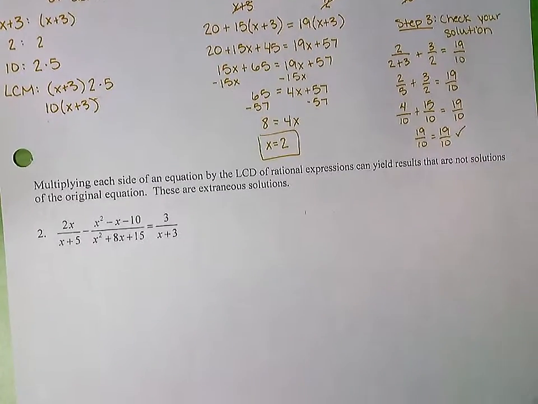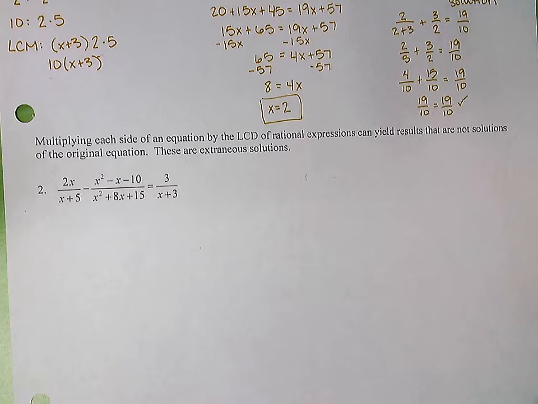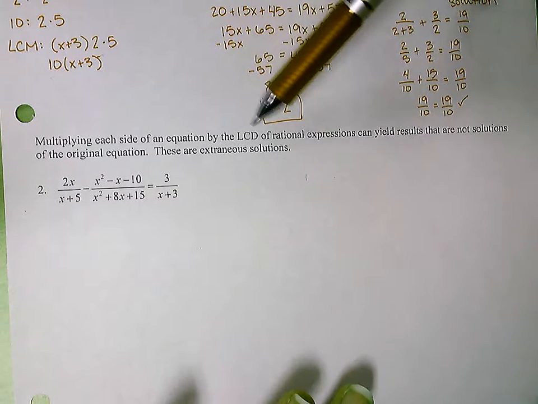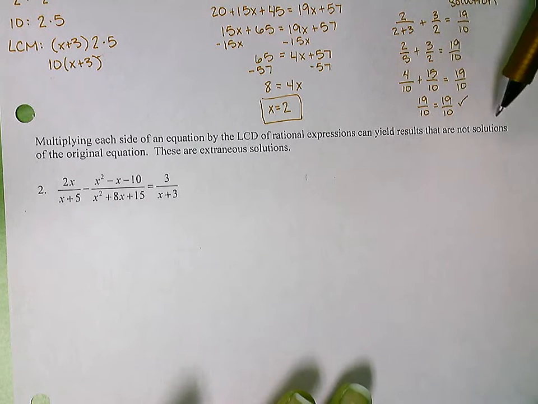Alright, so the next one I have here has polynomials. Okay? So we can factor those and still do the same thing. So multiplying each side of an equation by the least common denominator of rational expressions can yield results that are not solutions of the original equation.